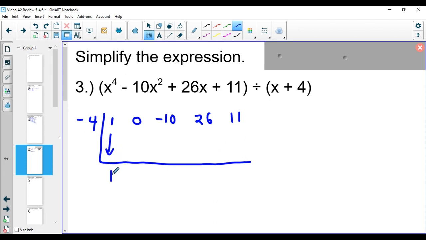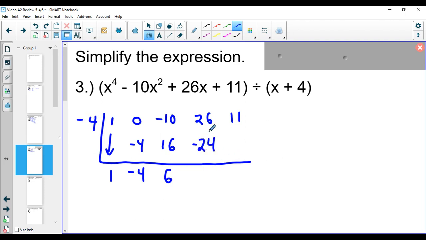That becomes 1. Negative 4 times 1 is negative 4. Combine that and get a negative 4. Negative 4 times negative 4 is negative 16. Oh, positive 16. That would have been bad. Let's make that a positive 16. Combine them, get a positive 6. Negative 4 times 6 is negative 24.